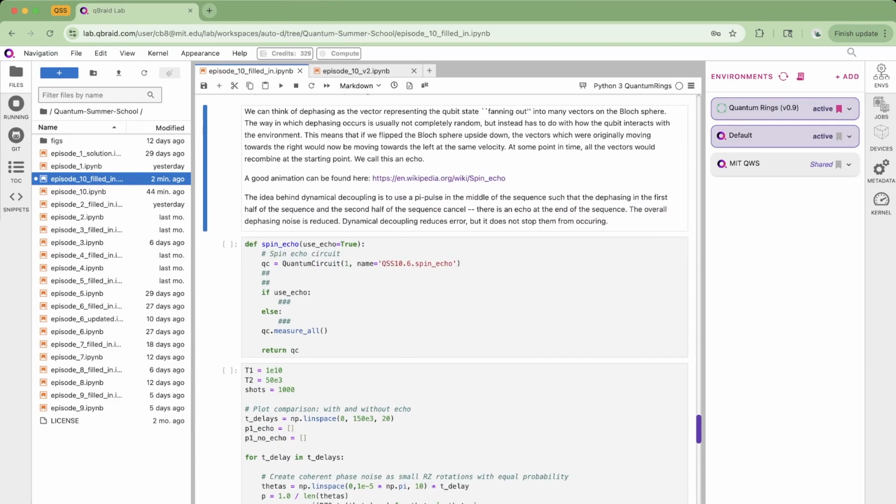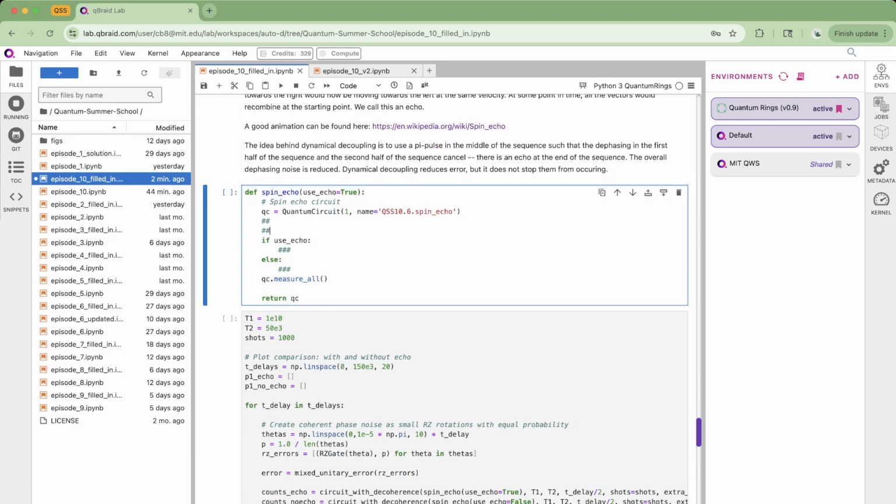So what we're going to do for dynamical decoupling is that halfway through our quantum circuit, or sequence, we're going to use a pi pulse. That's so that the dephasing in the first half of the sequence cancels out with the dephasing in the second half of the sequence. So basically the echo is happening at the end of the sequence when we're going to measure. And dynamical decoupling reduces the error, but it does not stop it from occurring.